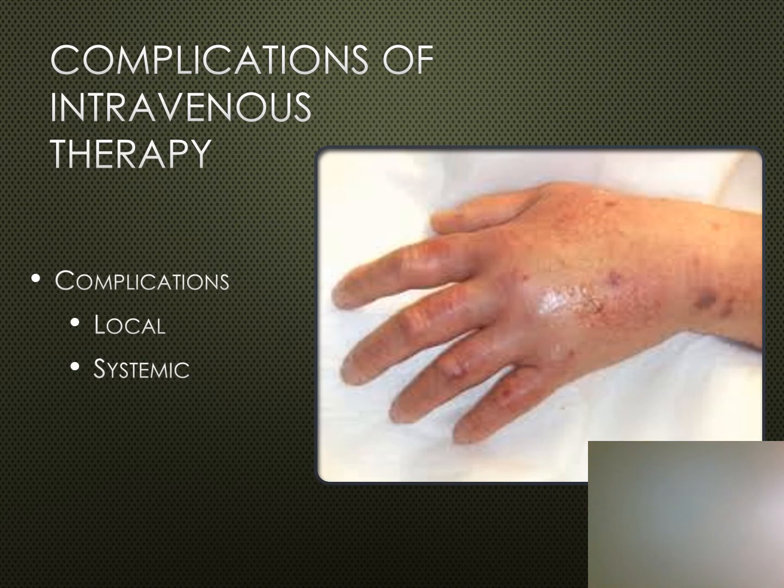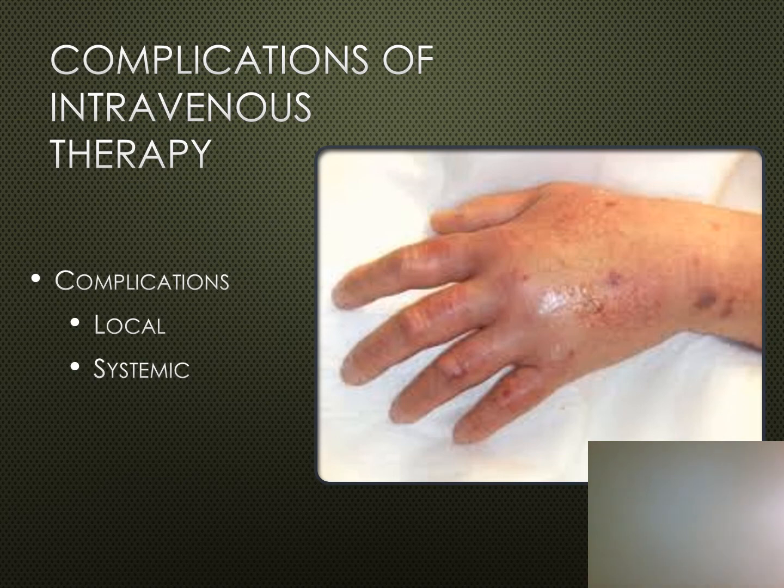Phlebitis is inflammation of the vein wall, while thrombophlebitis is the inflammation of the vein wall with a clot in the vein. We might see pain, redness, edema. The vein might feel hard or cord-like. It's necessary to remove the device, apply heat, analgesics, and anti-inflammatories.